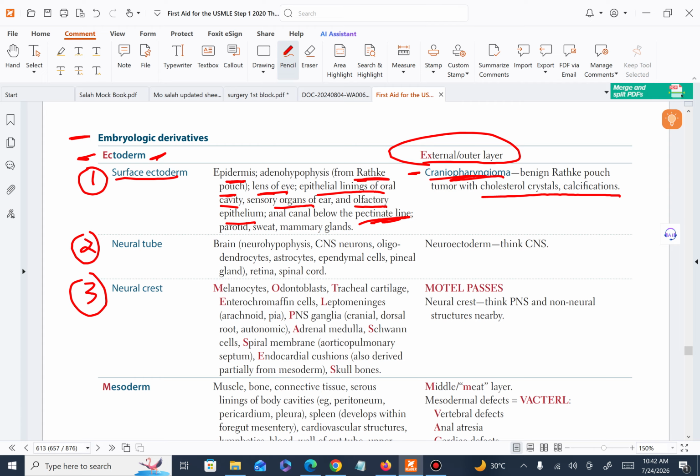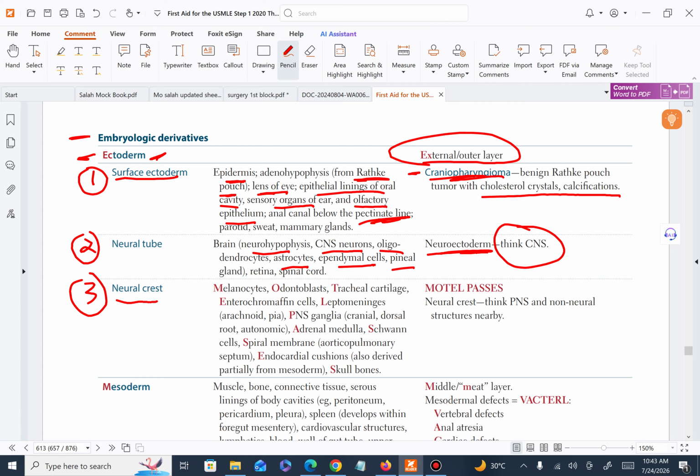Now the derivatives of the neural tube, so we can remember it as neuroectoderm. Neural tube is also called neuroectoderm, and the structures which derive from it are mostly of the central nervous system. So the brain structures like neurohypophysis, CNS neurons, oligodendrocytes, astrocytes, ependymal cells, pineal gland, retina, and spinal cord also arise from the neuroectoderm or neural tube.